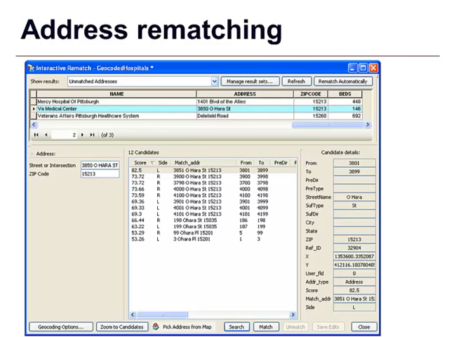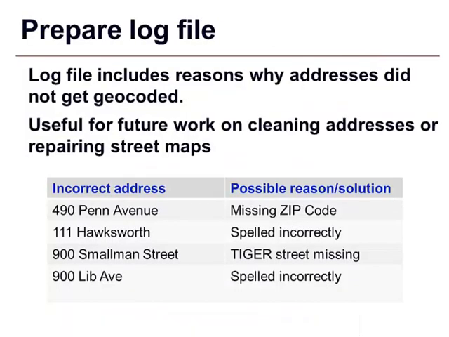And then once you do that, depending on what the problem was, you can either just rematch automatically, or sometimes you need to fix something like a street centerline file and then rebuild the address locator. So it all depends on what the problem was for your address, the reason why your address didn't match.